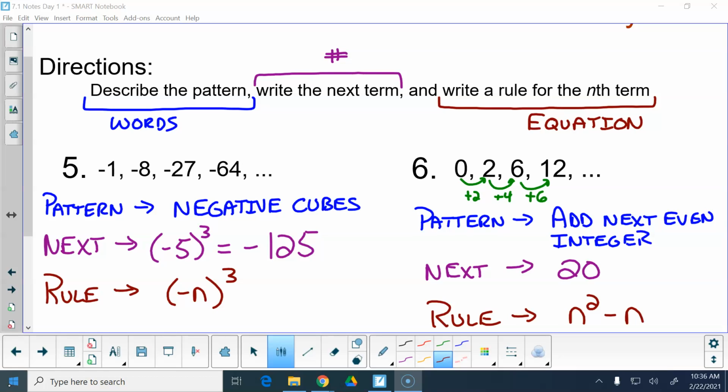Okay? In terms of this week's homework, you can do 1 through 6 on this week's homework as of right now. Okay?